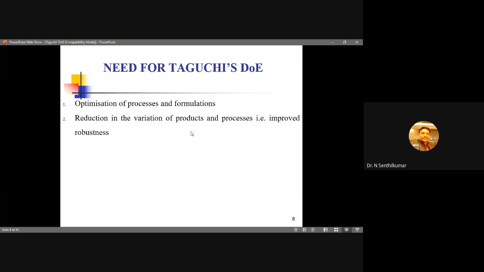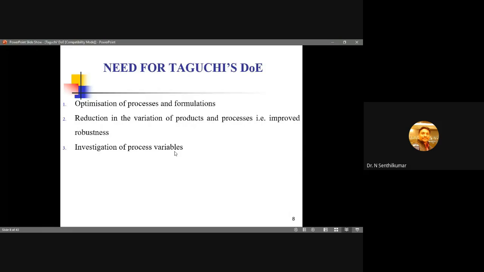Okay. Then reduction in variation of process and products. By incorporating these optimization procedures, the variations will be totally minimized. I am not using the word eliminated, I am using the word minimized, because we cannot eliminate defects and also we cannot eliminate variations. But what we can do is reduce them as much as possible. Because of that only we are going to have improved robustness.